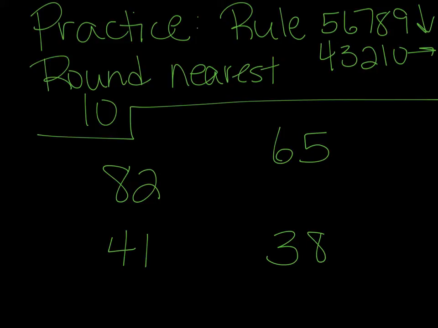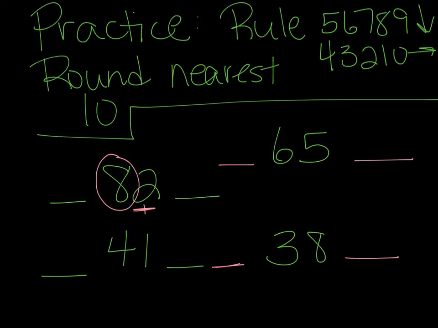We're going to round these to the nearest 10, so go ahead and pause the video, use whatever strategy works for you, and when you're ready to check, restart the video. The first number we have is 82. I'm going to circle and underline, so here's my underline, and here's my circle. The ones digit boss is this number. I know it's between 80 and 90, so 82 is closer to 80.